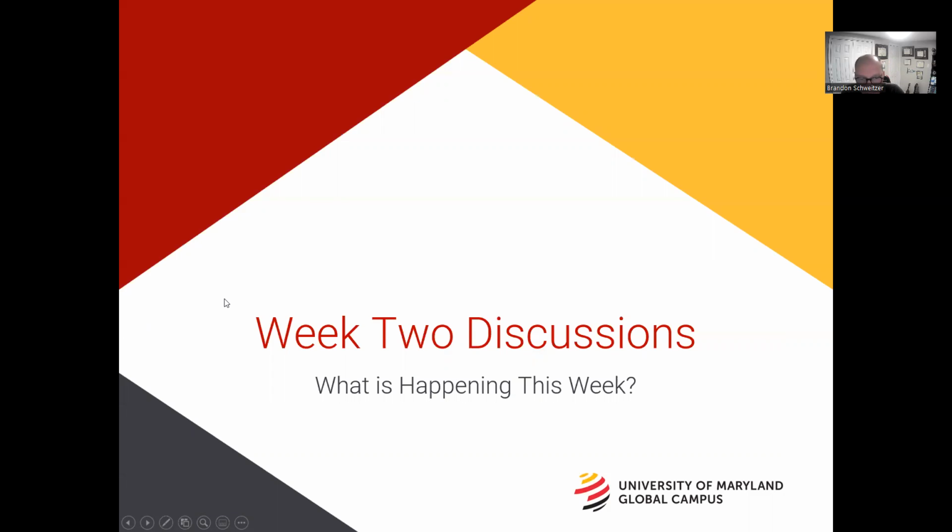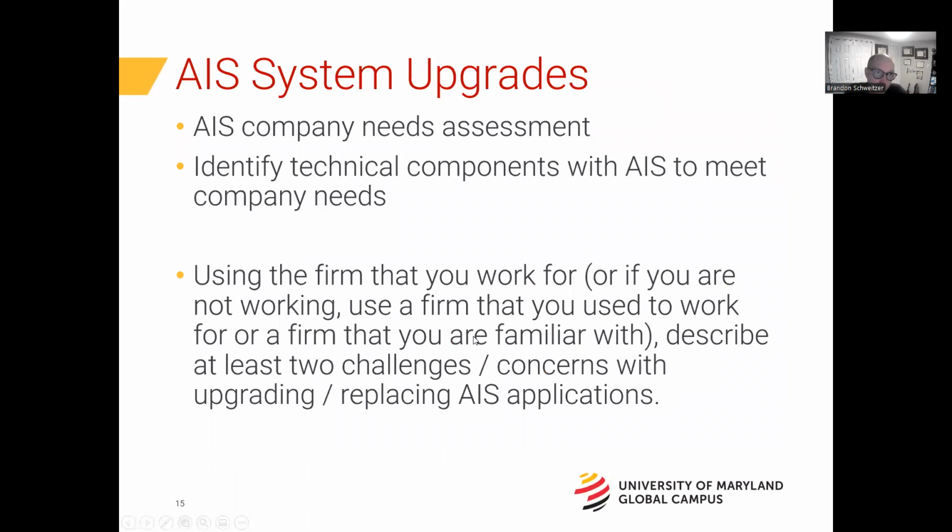So since we're in week 2, I want to talk about what's happening this week. You have a discussion, of course. The discussion is on accounting information system upgrades. Now, when it comes to understanding software for a firm, we of course need to understand what the needs of the users are. Who are the users? What are their needs? How do we craft a system around those? We identify technical components to meet those needs.